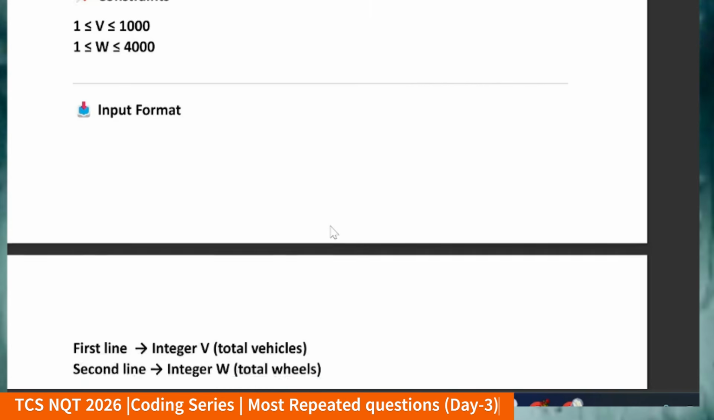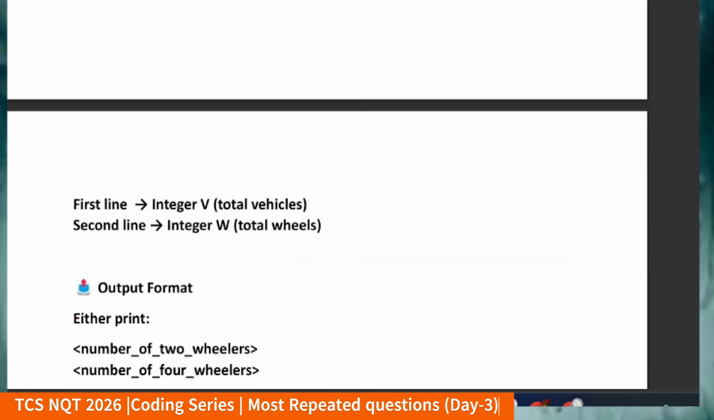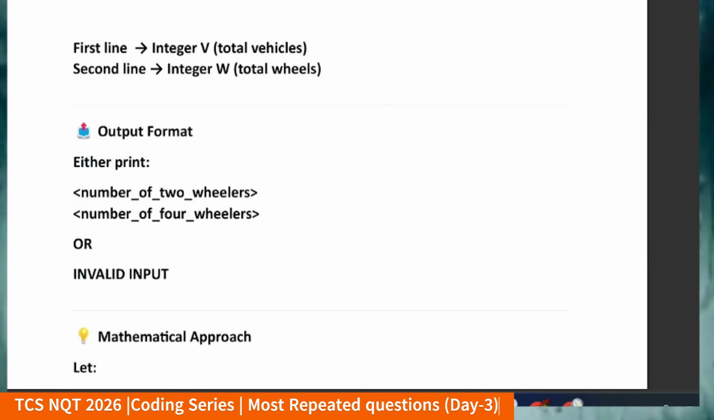What is the input format? The first line will be the integer V, total vehicles, and the second line will be W, the total number of wheels. Now this is the output scenario: either print the number of two-wheelers and the number of four-wheelers, or print invalid input. If you get a negative value, we will print invalid input.